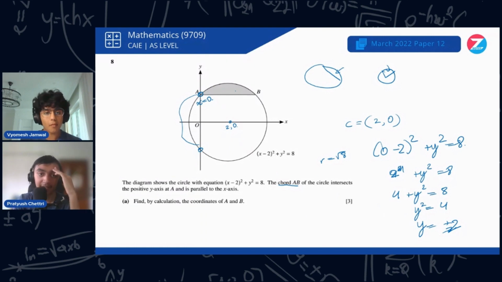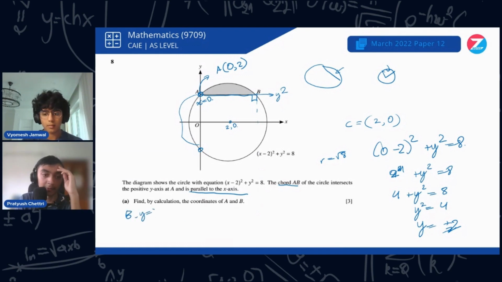And if this y is plus 2, we already know the coordinates of A. A is equal to x is 0, y is 2. So we know that the y here is 2, right? And it says it's parallel to the x-axis, so we can assume that this is flat and has the same y value.